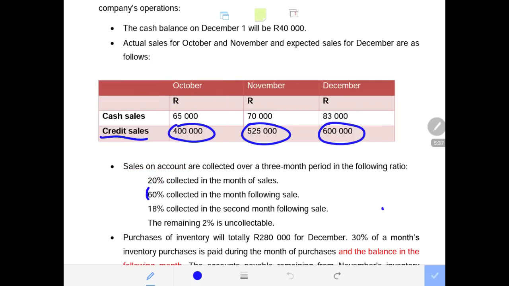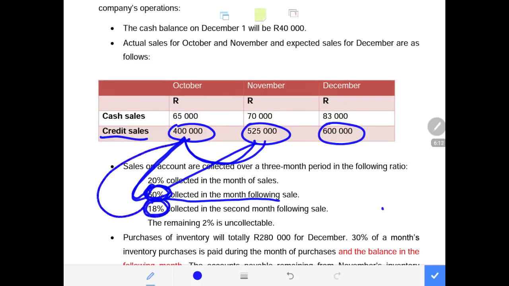Then they say 60% are collected in the month following sale. The month following the sales of October will be November, meaning 60% of the sales of October will be collected in November. We are not doing the cash budget for November, so we don't need the 60% of sales of October, which will be collected in November. However, they say 18% is collected in the second month following sale, meaning 18% of the sales of October will be collected in the month of December, and we are doing a budget for December. Therefore, this is where the debtors collection will begin.